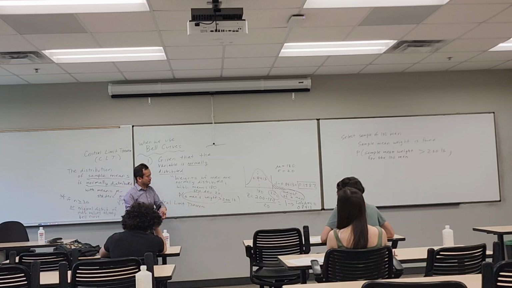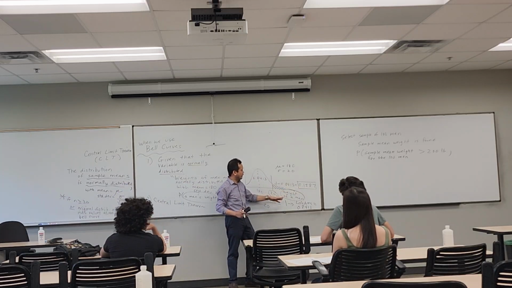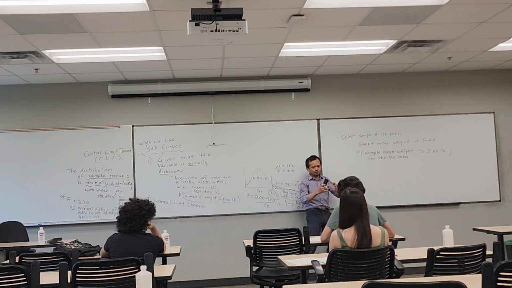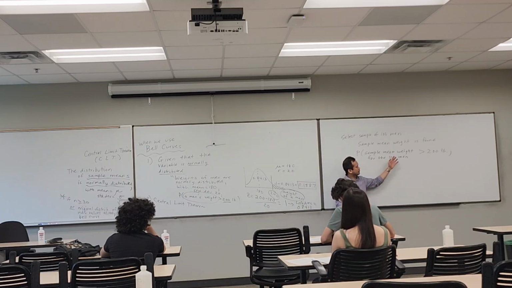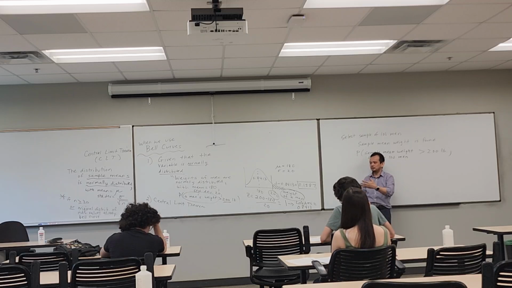So if you're selecting a random man, that means 15% of the time, his weight will be greater than 200 pounds. But if you take 100 people's weights and you take the average, do you think that average will be greater than 200 pounds more than 15% of the time, like 20% or 30% of the time? What do the rest of you think?